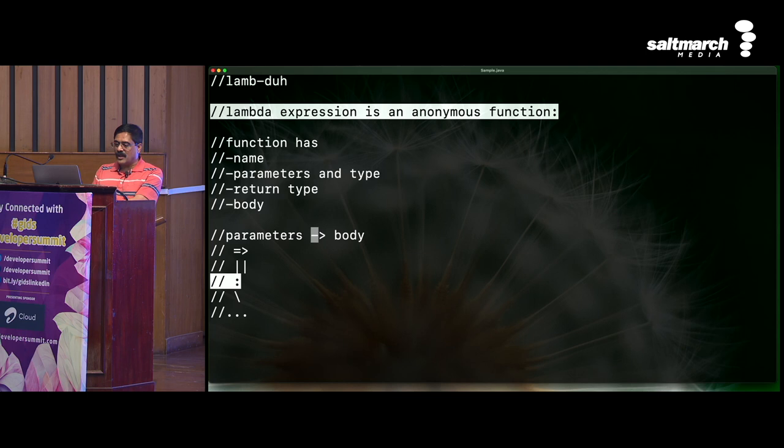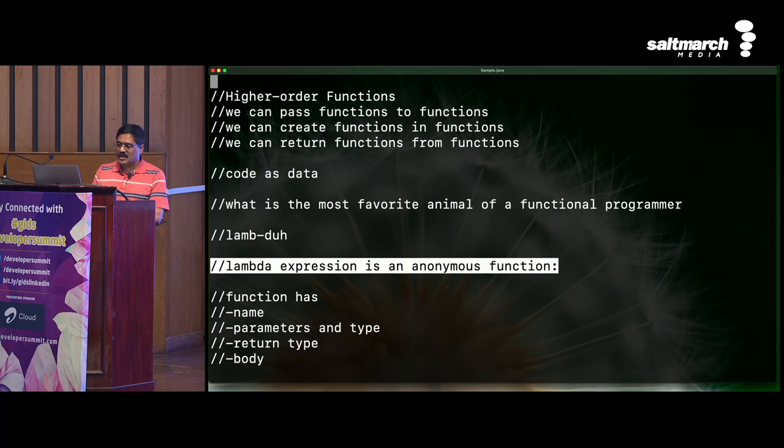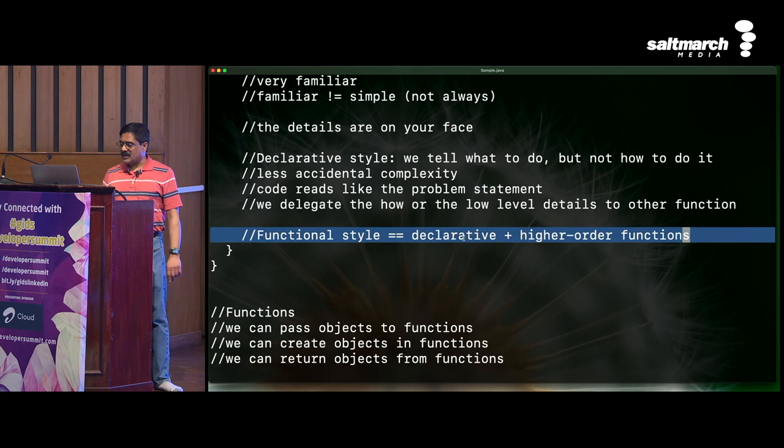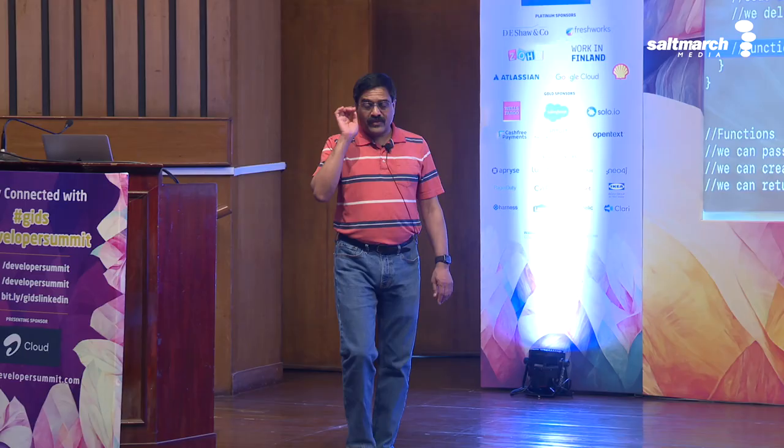So now that we talked about higher order functions, we talked about lambda expressions, where are we going with this? And the idea really is, what is a functional style of programming? Functional style is declarative style plus the use of higher order functions. So that is the relationship between these ideas.